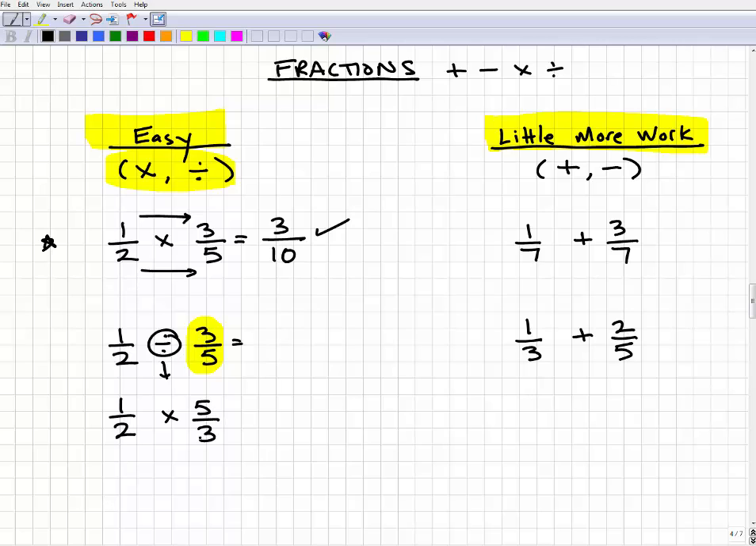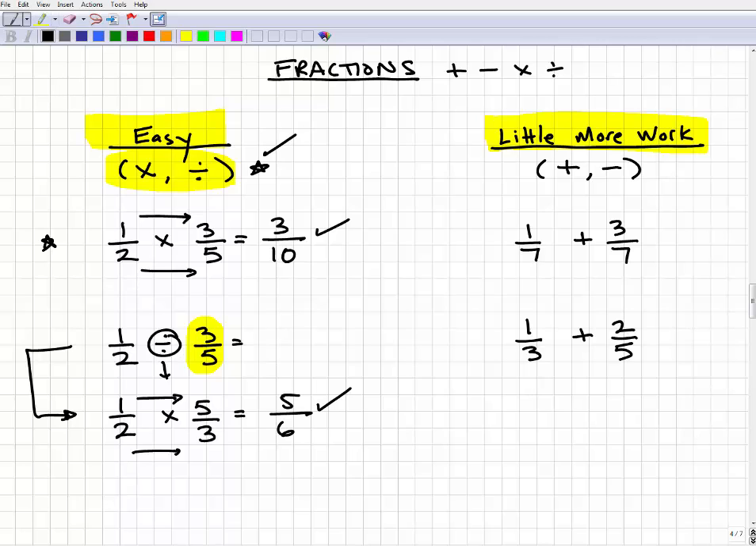And what do I have now? I have a multiplication problem. So I just took this division problem and turned it into its equivalent problem, but in terms of multiplication. And now what do I do? I just multiply across. 1 times 5 is 5. 2 times 3 is 6. I'm done. So there you go. Out of the 4 number operations, we've already knocked out 2. All right, we're going quick.